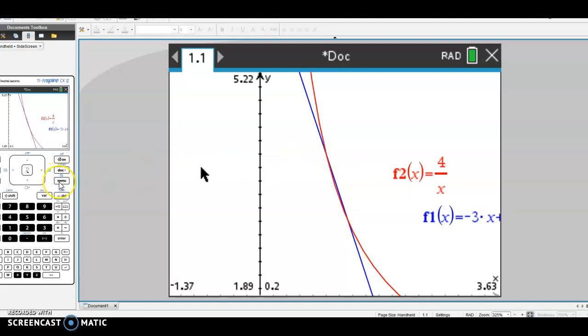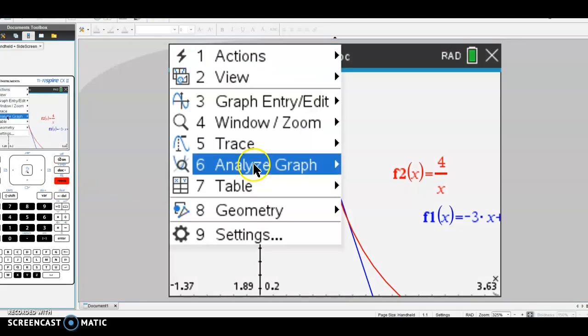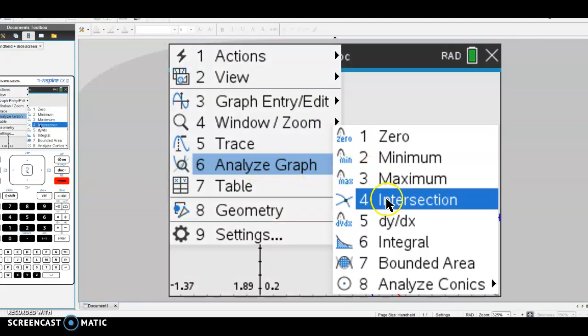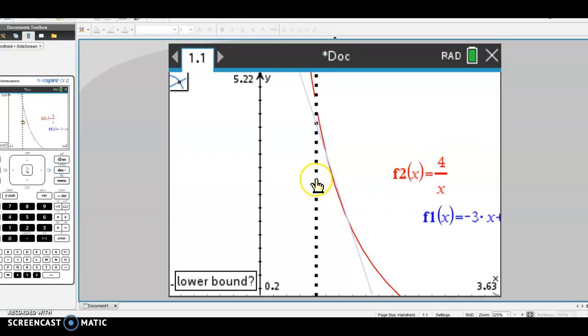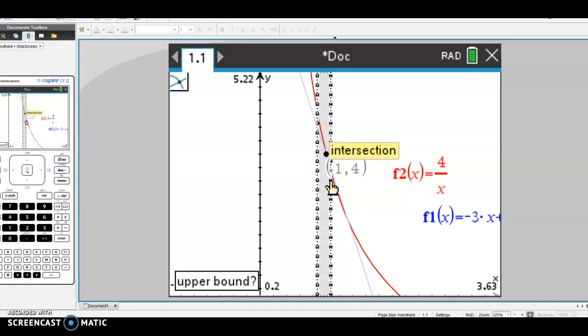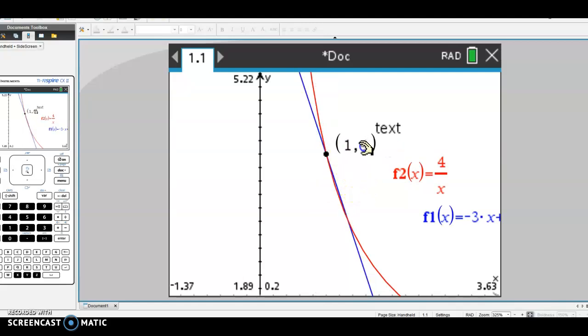So what we can do is find that point exactly by using our calculator. If we go to Menu, Analyze Graph, there's an option that says Intersection. If I look at intersection, I'm going to get this vertical line, and what I want to do is highlight where they overlap, where they intersect. I always want to start on the left side. So when I get this vertical line, I can click and drag until they intersect, and if you notice, the ordered pair pops up, and then I can just click again. So it's telling me that up here it intersects at the point 1, 4. So one of my solutions is 1, 4.